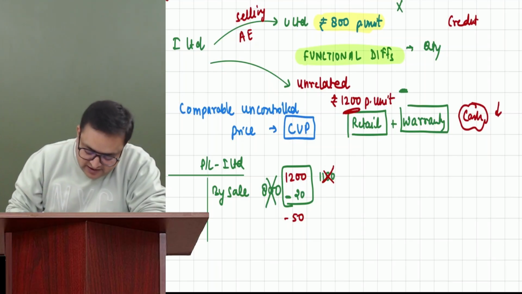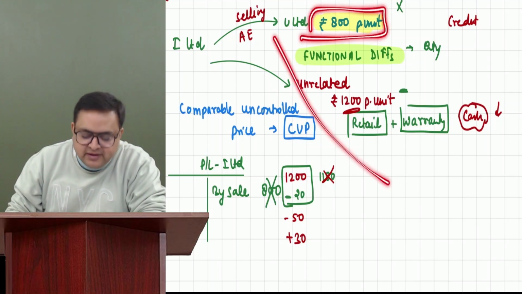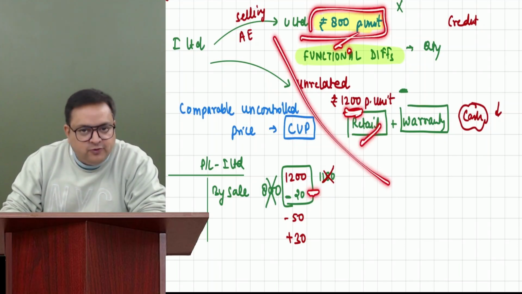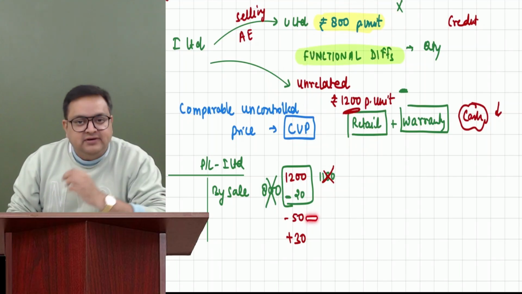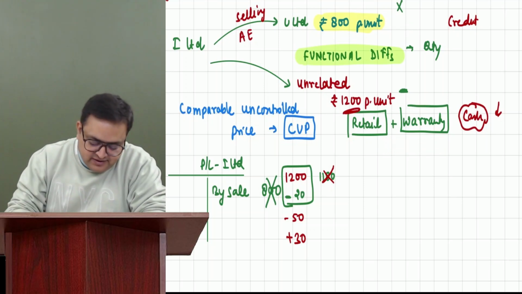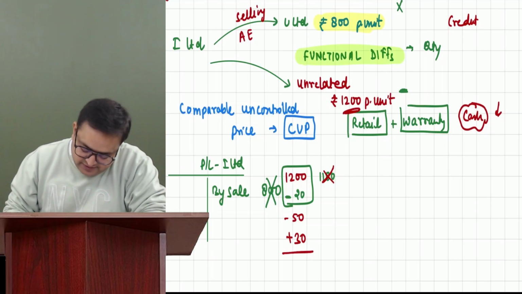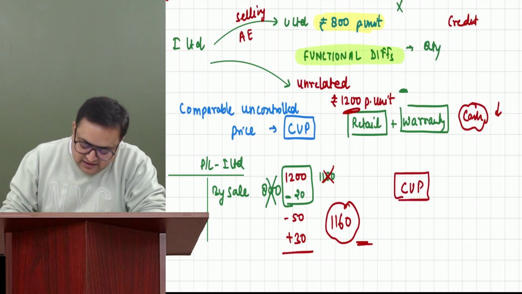So what I will do, I will add 30 rupees over here, because to make it comparable, I need a wholesale price. This was a retail price, and I adjusted for that. This was with warranty and this was without warranty, so I have subtracted for that. But this was cash and this was credit, so I will add that credit amount. Let's say for example it was 30 rupees, so how much would it be? This would be 1160. So 1160 is your arm's length price. Guys, this is nothing but the comparable uncontrolled price method.